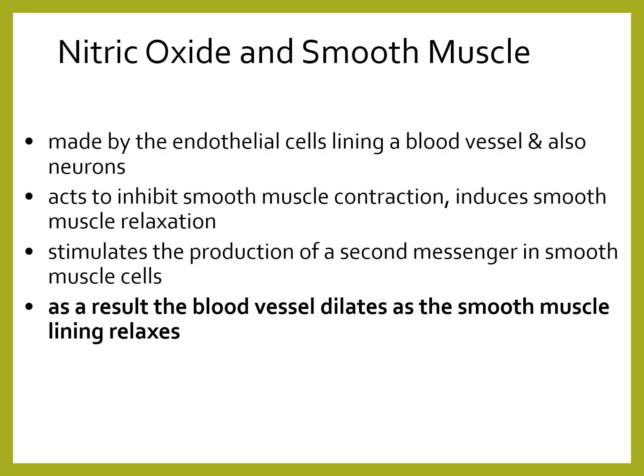There's a compound that's made by endothelial cells that line a blood vessel and also by neurons. It's called nitric oxide. Don't get this mixed up with nitrous oxide, which is laughing gas. Nitric oxide acts to inhibit smooth muscle contraction, and it can induce smooth muscle relaxation. It does so by stimulating the production of a second messenger in smooth muscle cells. As a result, the blood vessels will dilate as the smooth muscles lining them relax.